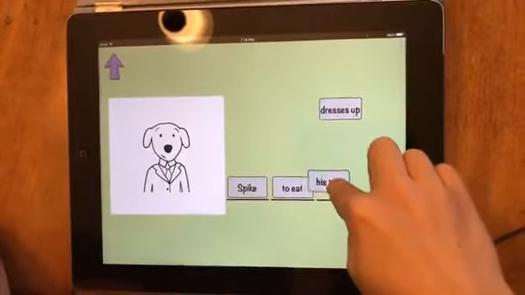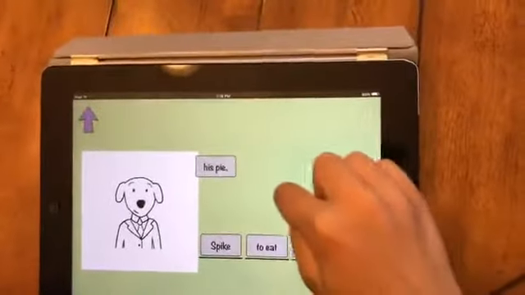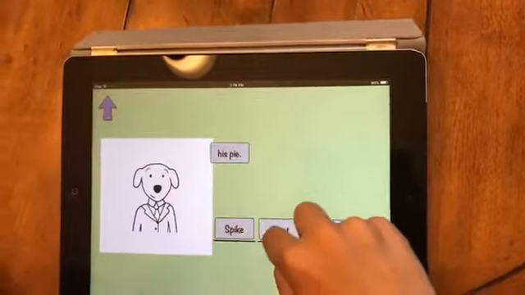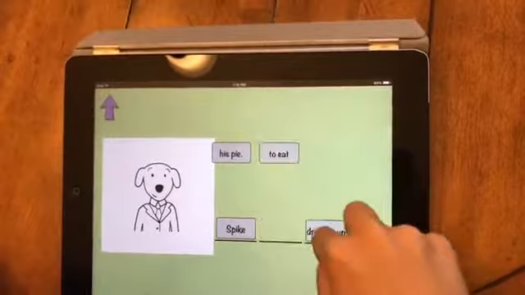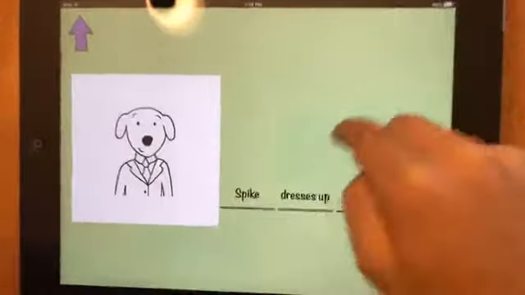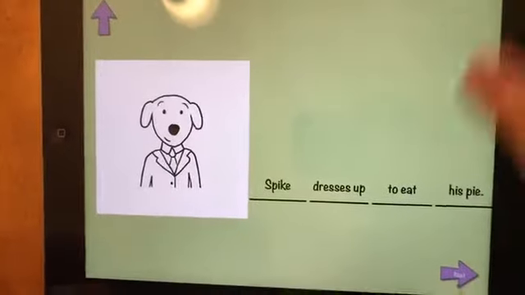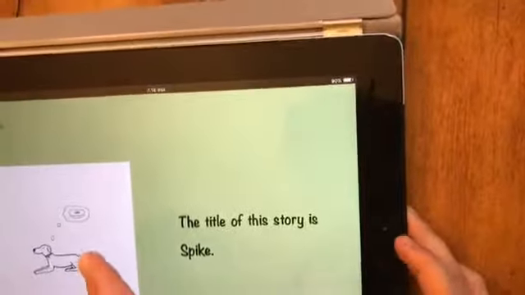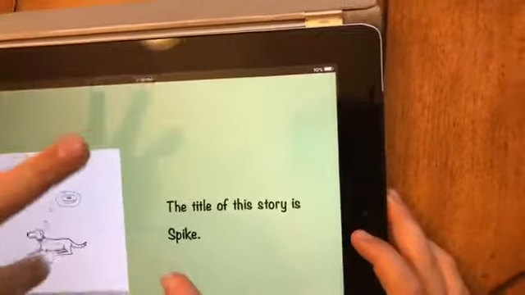Remember the sentence? Let's think about what the sentence was. Dresses up. To eat his pie. There you go. Good fix. Nice work. Now it's switching and it's reading. And if you tap it, it'll read it for you, or you can read it yourself.